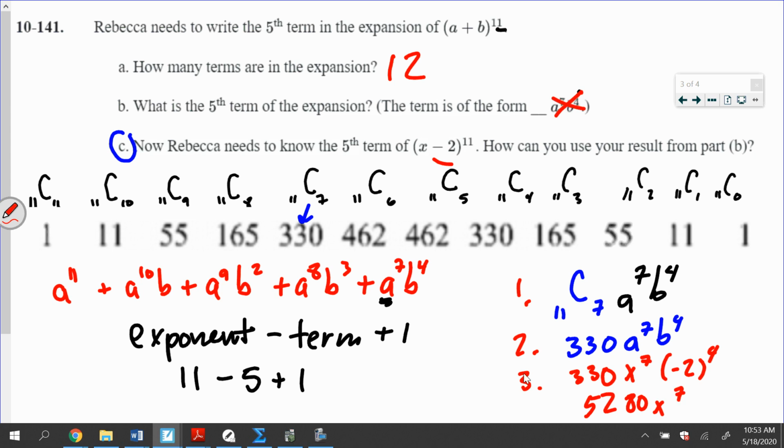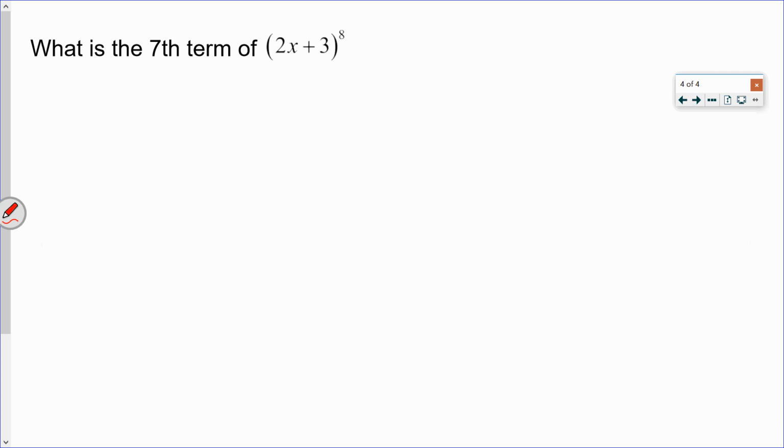All right, moving on. Let's just have one if it's got two things for a and b. Write out all those terms. So it says, what's the 7th term of 2x plus 3 to the 8th? So what I want to find first is both the coefficient of a and exponent of a, and then what term goes with that.